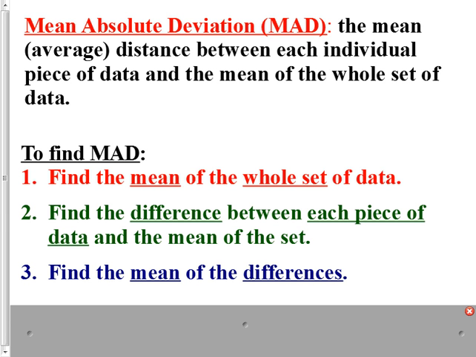And the reason it's called absolute is because when you find the differences, you're not necessarily carrying whether it's a positive or negative difference from the mean. You're simply carrying how far it is. So that's why we use the word absolute there.